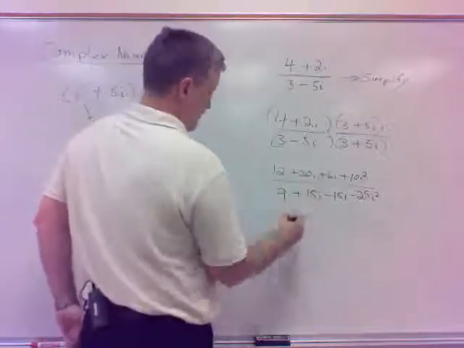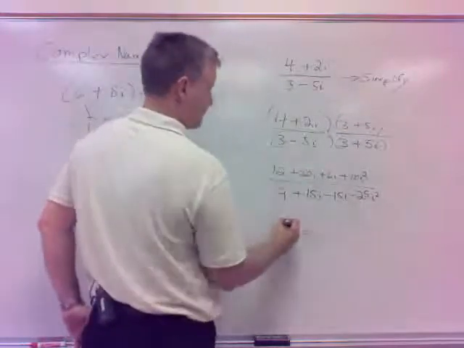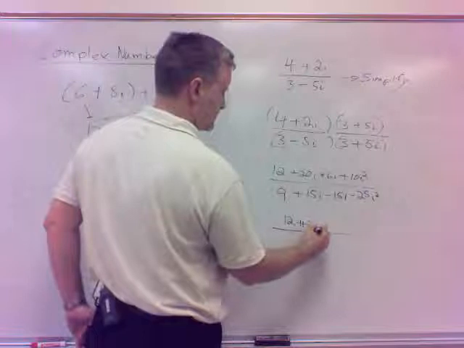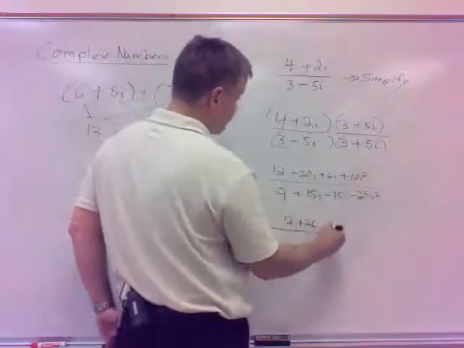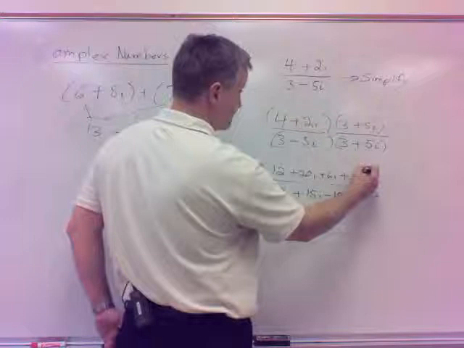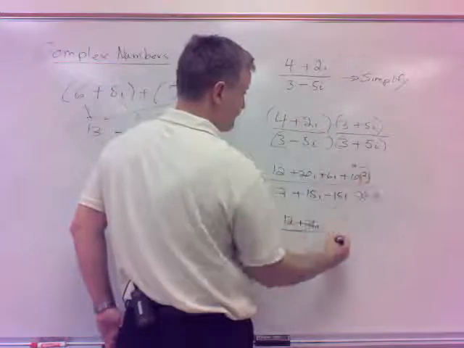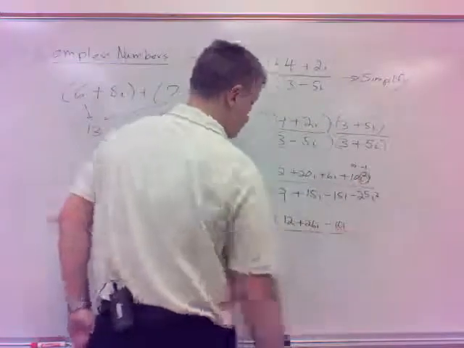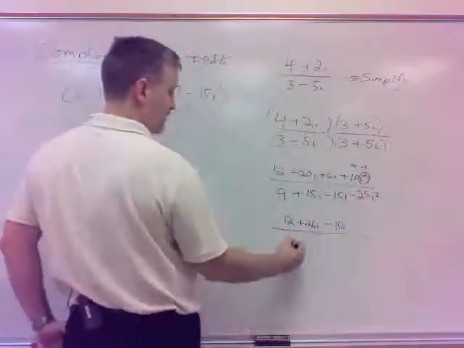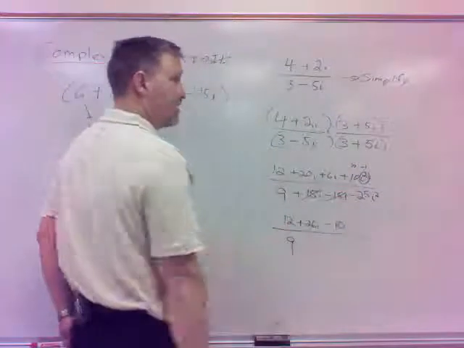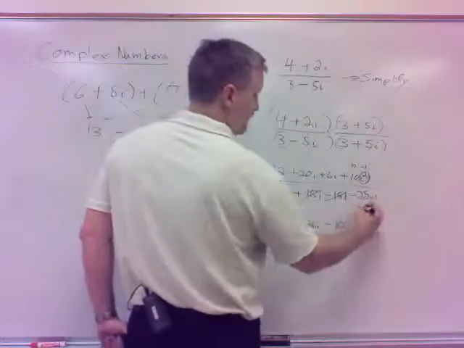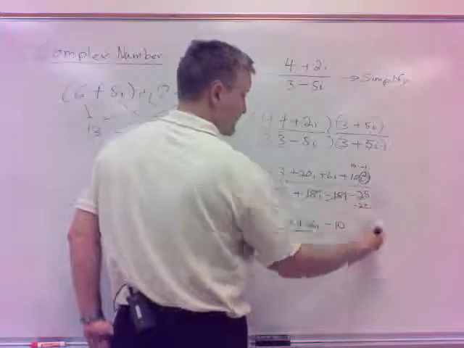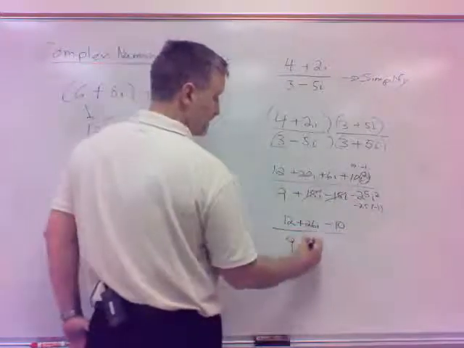Which means on the top I've got 12 plus 26i, and there's our i squared again. And again, we're not changing the i, we're changing the i squared. I squared is negative 1, so this is 10 times negative 1, that's negative 10. What happens on the bottom? 9. The 15i minus 15i, that's 0. Then I've got negative 25 times negative 1, that's positive 25, isn't it?